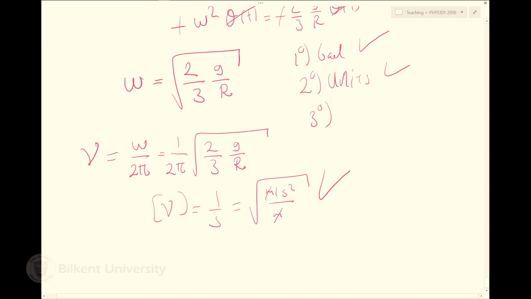Now, limits. I can look at, not so easy. There are no really informative limits here. If g is going to 0, there is no gravity. I would not expect any oscillation. Omega should go to 0. That sort of makes sense. But otherwise, there is really no easy way to check this coefficient 2/3. You really have to be careful during the calculation.